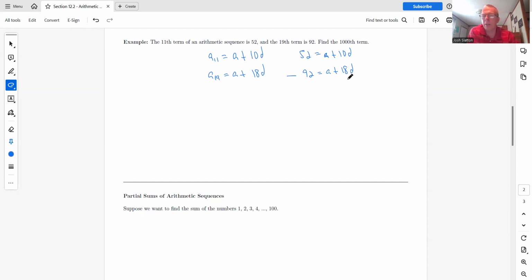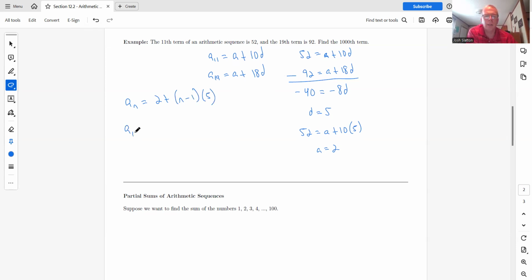If we subtract these two, we get -40. The a's will cancel. We have 10d minus 18d, so that'd be -8d. So d is 5. We know that d is going to be positive because the sequence is going up. So d is positive, and then we can just plug that back into one of these. So 52 equals a plus 10 times 5, and so a is 2. So our general term here would be 2 plus n minus 1 times 5.